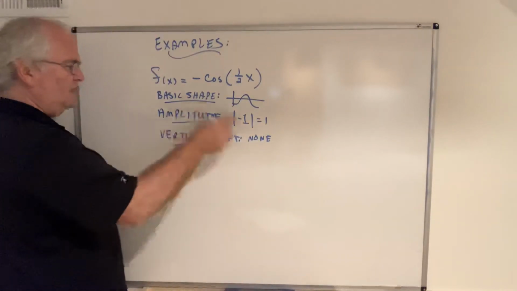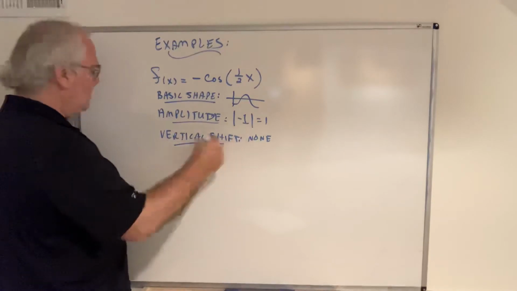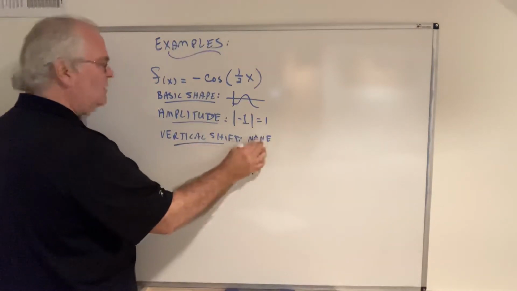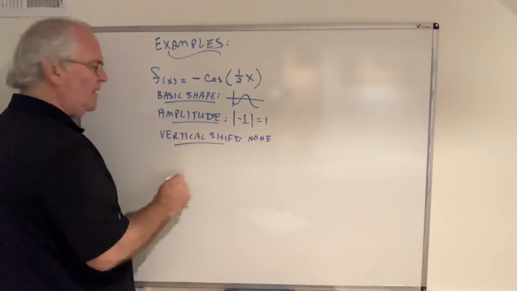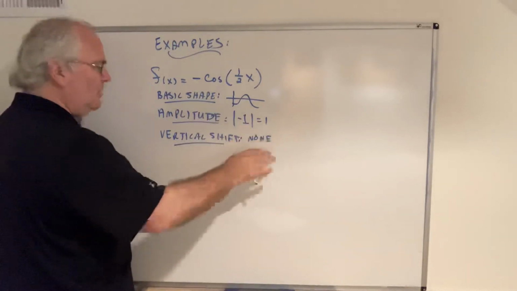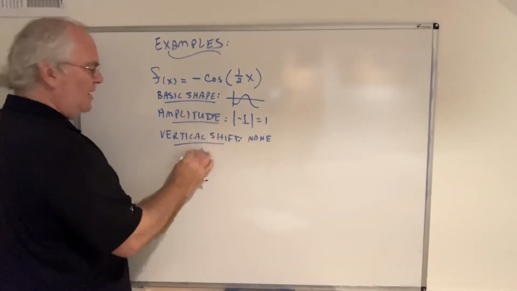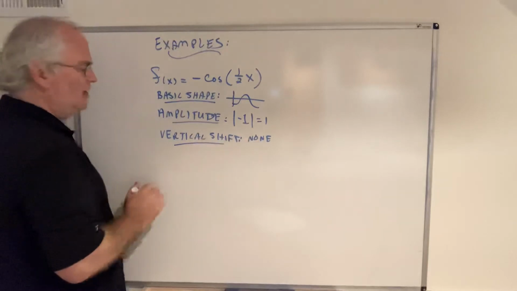If there is a vertical shift, indicate it. If there is no vertical shift, don't leave it blank. If there's no vertical shift, write none. That way I know that you know, and you know that I know that you know. We all know that you know that. So make sure if there's no vertical shift, you put none.